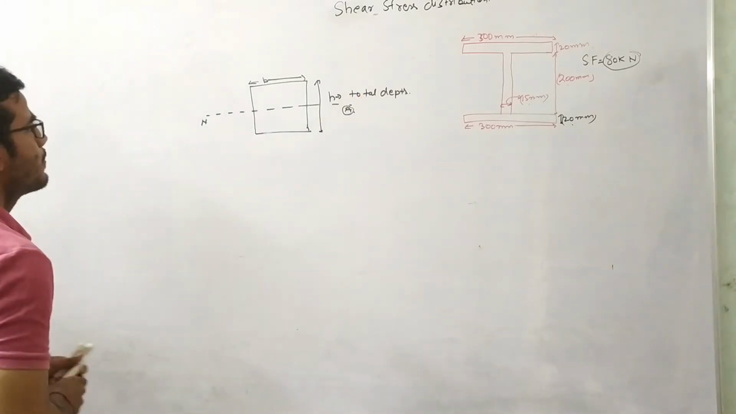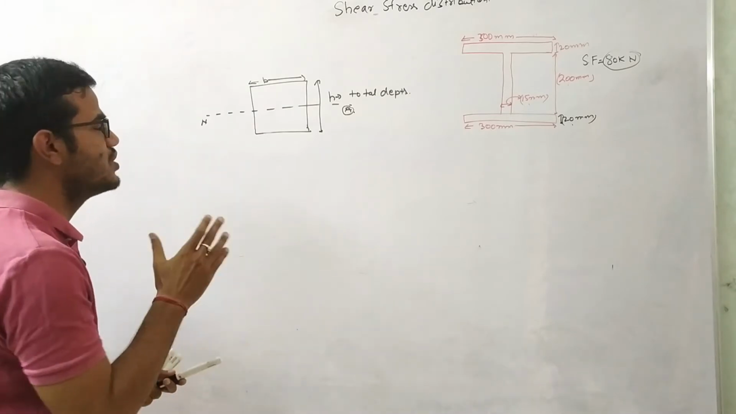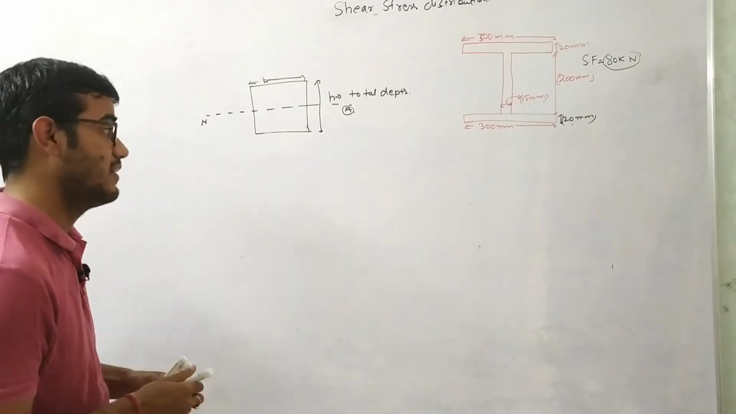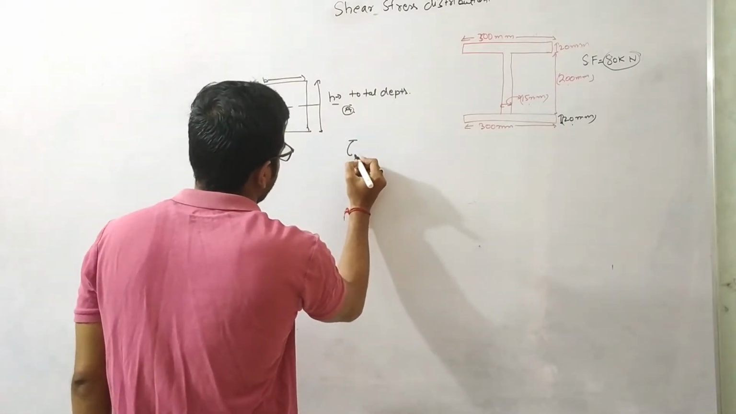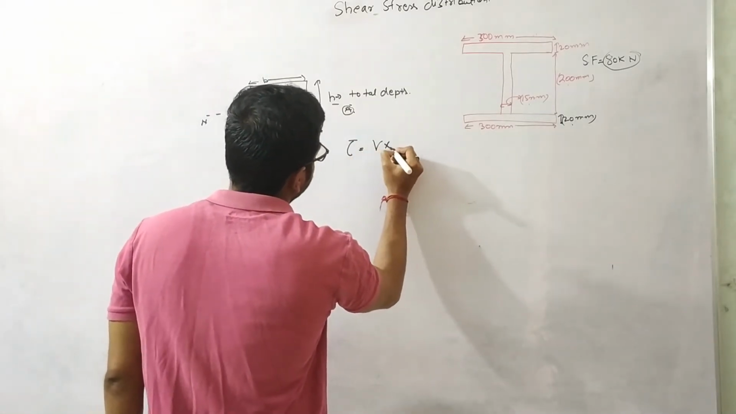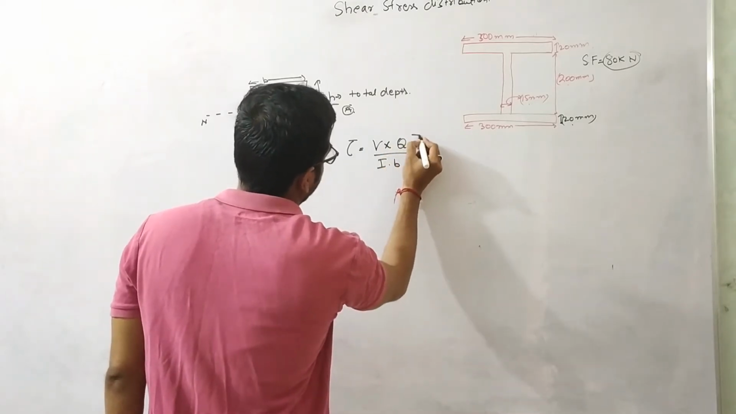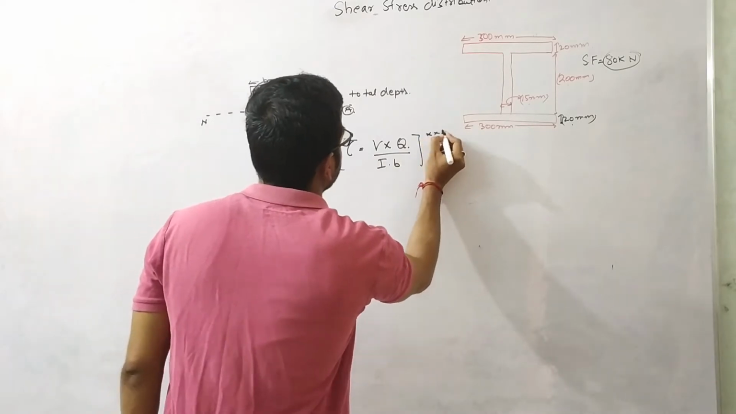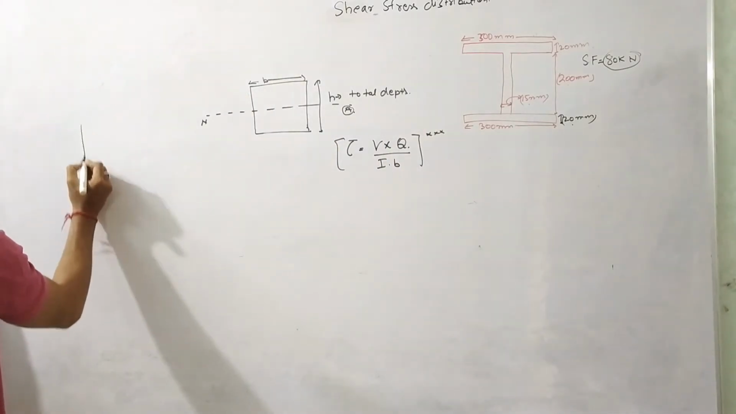Now we need to check the variation across this cross section. What is the shape of the shear stress diagram basically? In the previous lecture, we derived this formula: tau equals V times Q over I times B. This is a very important formula. Let us define the terms over here.